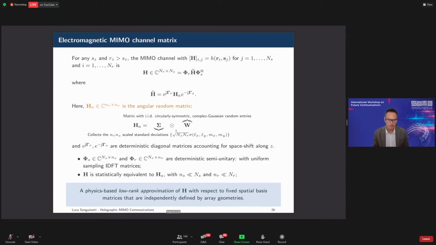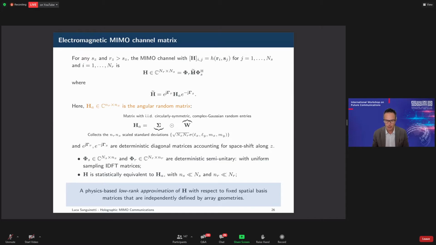So by sampling the system in the spatial domain according to the Nyquist condition, we can come up with a simple MIMO channel matrix, which has this form here. Pay attention to the structure of this MIMO channel matrix. These two matrices here are deterministic and semi-unitary. They're basically the DFT matrices if you sample the array uniformly in space.